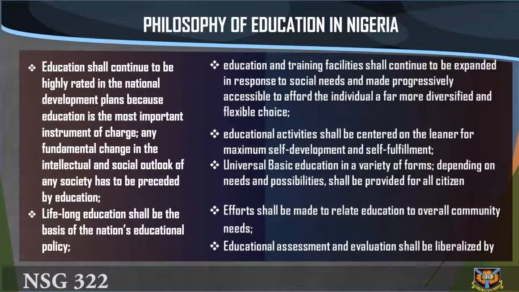Lifelong education shall be the basis of the nation's educational policy. Education and training facilities shall continue to be expanded in response to social needs and made progressively accessible to afford the individual a far more diversified and flexible choice. Educational activities shall be centered on the learner for maximum self-development and self-fulfillment. Universal basic education in a variety of forms, depending on needs and possibilities, shall be provided for all citizens. Effort shall be made to relate education to overall community needs.